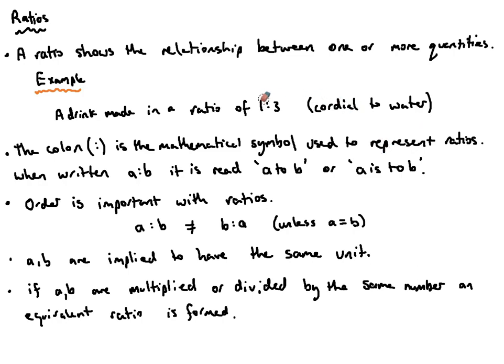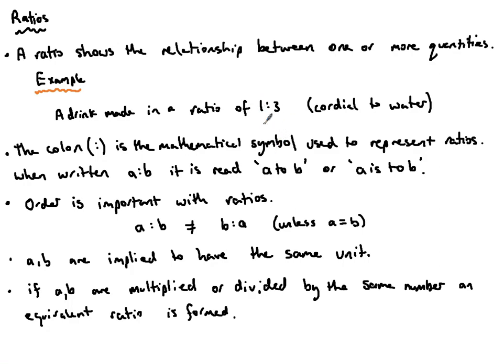The colon is the mathematical symbol, that thing there, that tells us that we're working with a ratio. When it's written in this form, we read it as A to B, so 1:3, or A is to B, 1:3. Both mean the same thing.